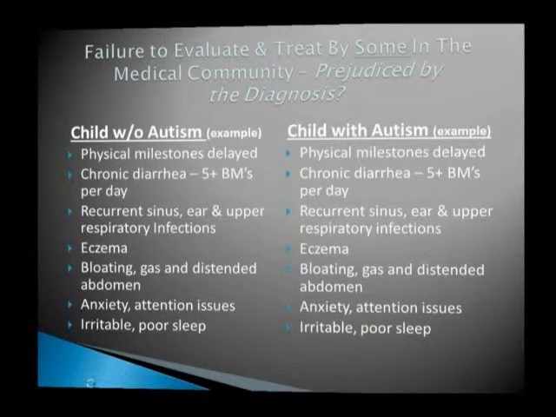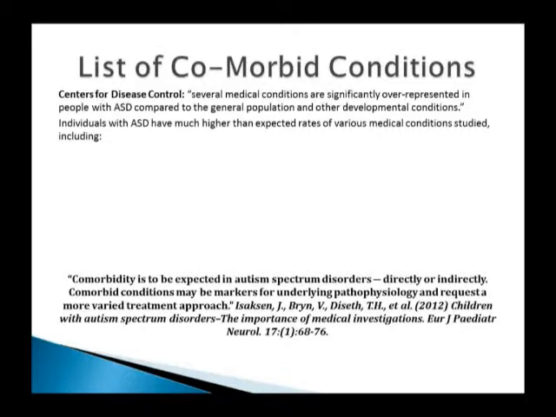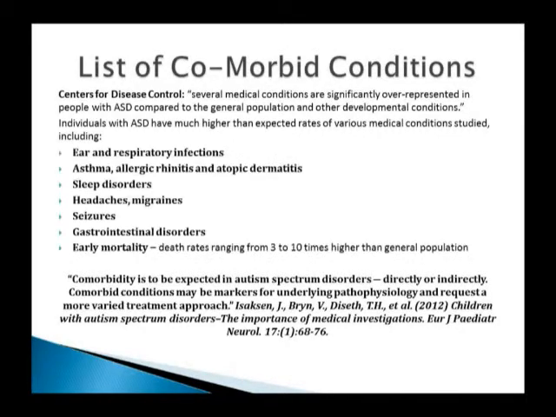So what are some of the list of comorbid conditions? And these things are well recognized. This is actually coming from the Centers for Disease Control. And they recognize that in the autism community, ear and respiratory infections are more well represented. Asthma, allergic rhinitis, atopic dermatitis, sleep disorders, headaches, migraines are more prevalent. Seizure disorders and gastrointestinal disorders, which we'll get into tonight.